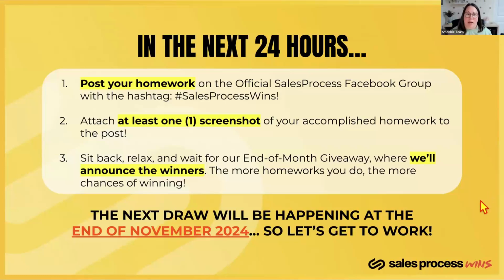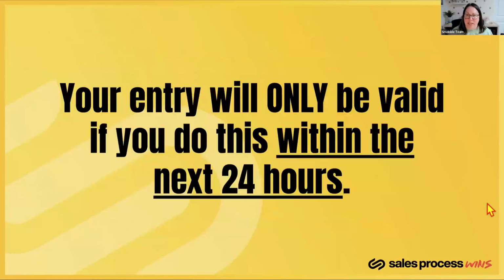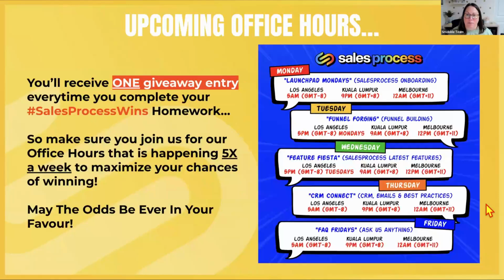So in the next 24 hours, you're going to post your homework in the Facebook group with those 2 screenshots that I showed you. And then at the end of the month, the team will announce the 3 winners. So the end of November, we'll announce the winners inside the Facebook group. Okay, so you have to complete this homework within the next 24 hours and make sure that you post that inside the Facebook group. And then upcoming homework.